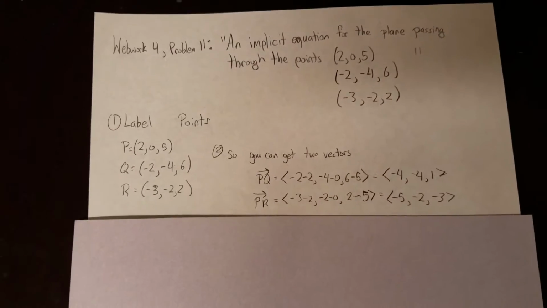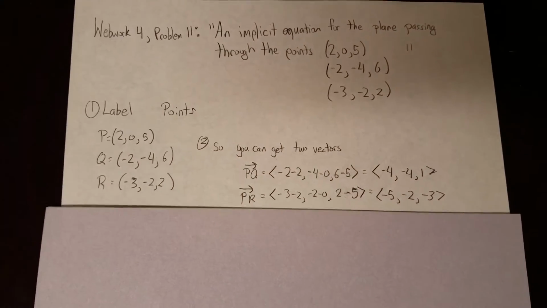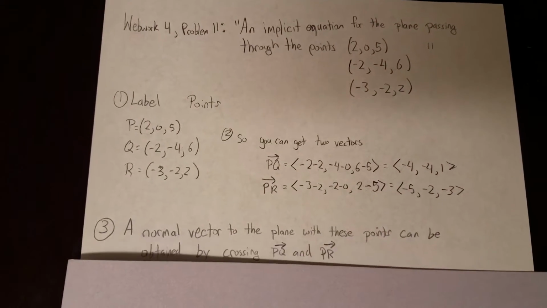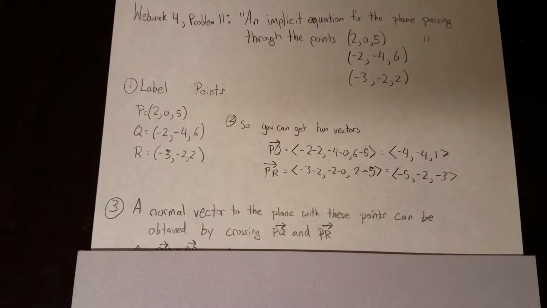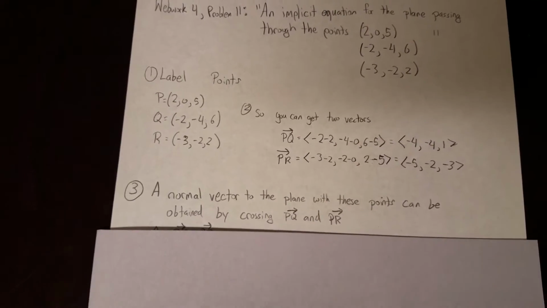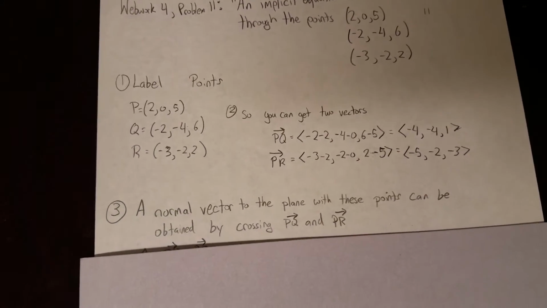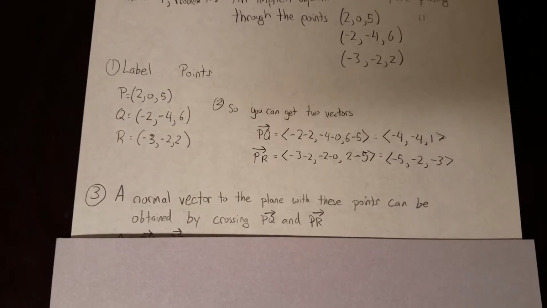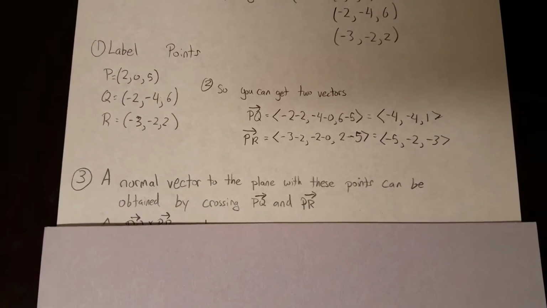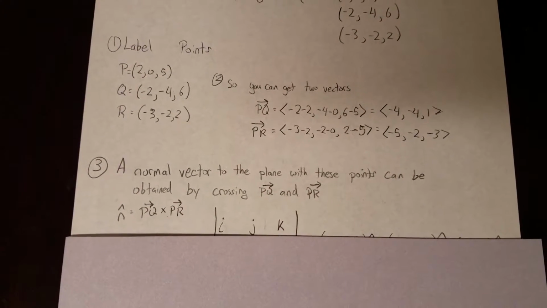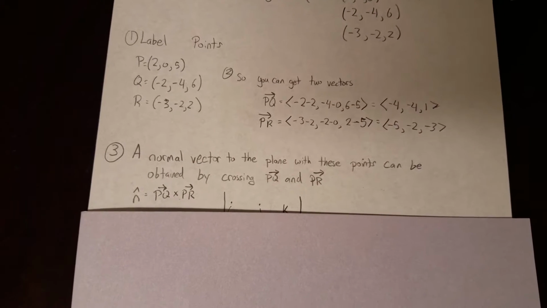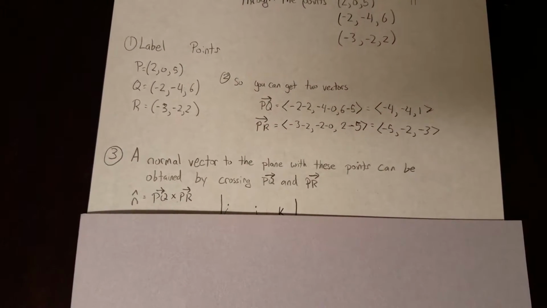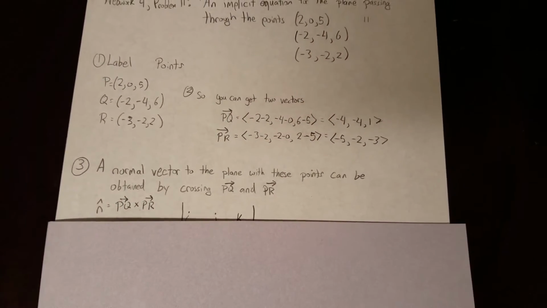Okay. So now that you have these two vectors, you have to find a normal vector to this plane. And the way we can obtain a normal vector to the plane with these points on it is by crossing PQ and PR. So remember, n equals vector PQ crossed with vector PR, right? That will give you a normal vector to the plane.